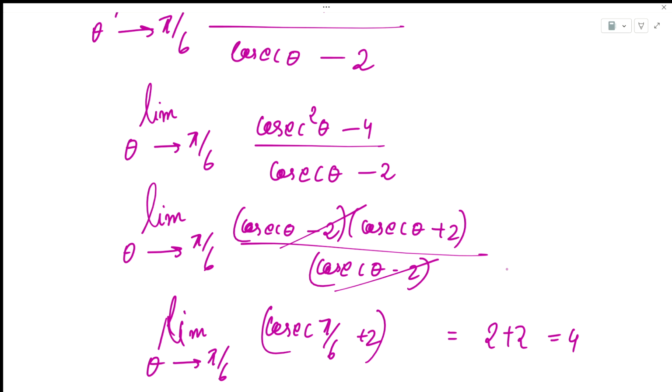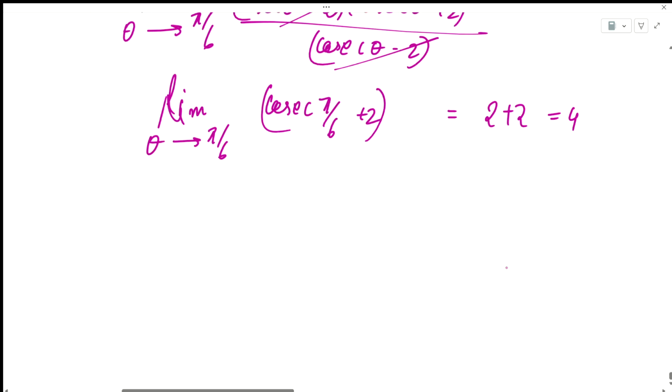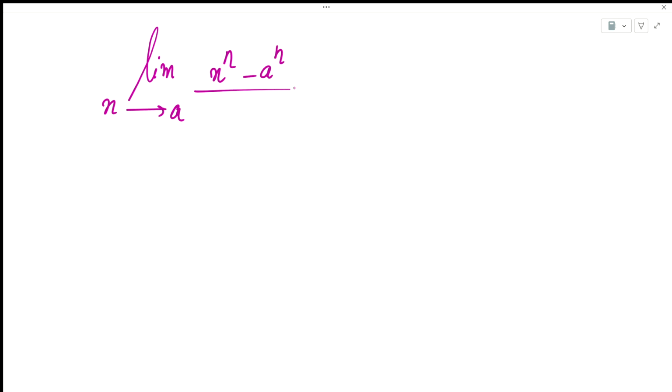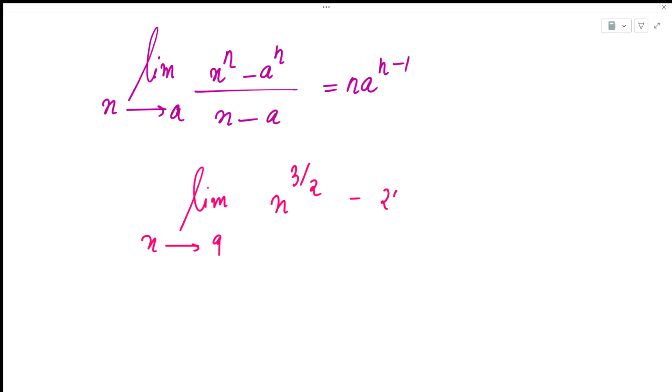Now we have some formula based limits. So you would know that limit x tends to a, x to the power n minus a to the power n upon x minus a is basically n a to the power n minus 1. Now we have a question over here. The question is limit x tends to 9, x to the power 3 upon 2 minus 27 divided by x minus 9.